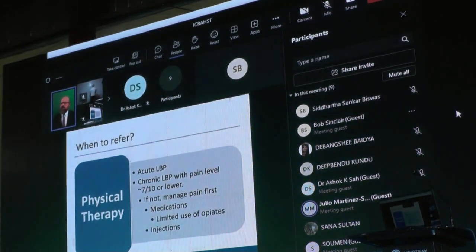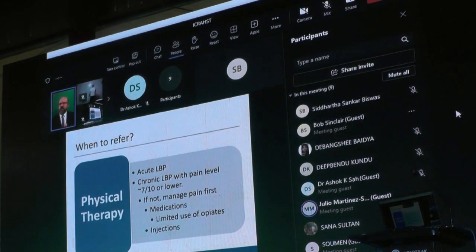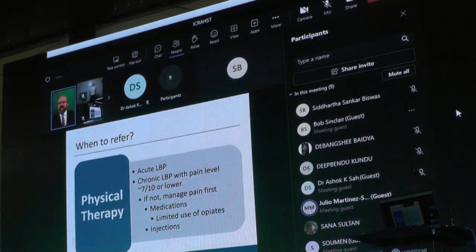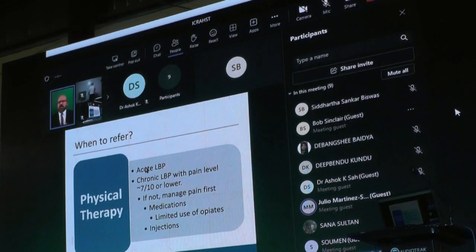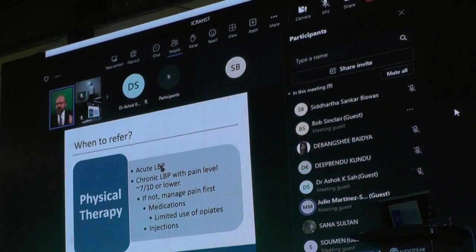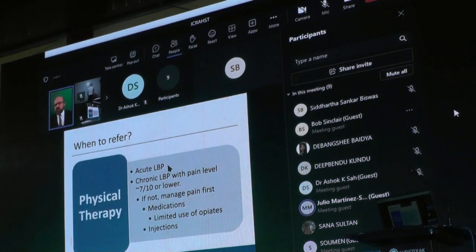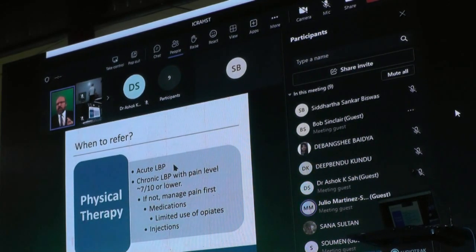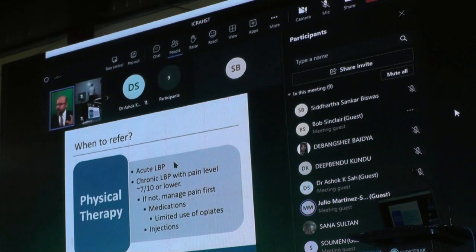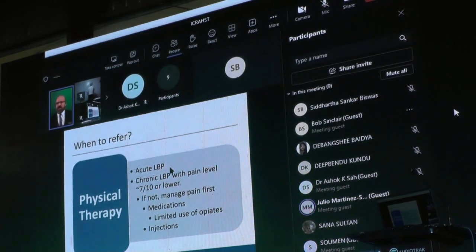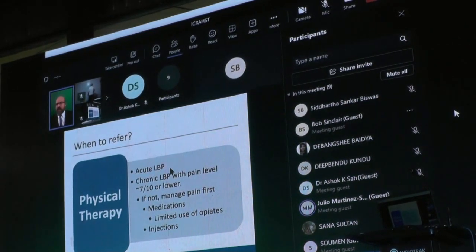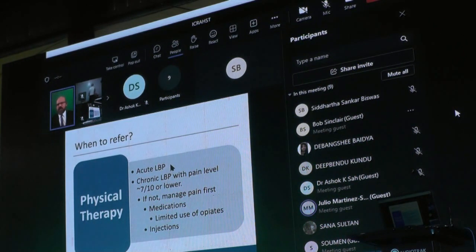Now, when do we refer patients to see a physical therapist? I will send any patient that has acute low back pain, because there are a lot of treatments that our skilled physical therapists can do to decrease acute back pain. Chronic back pain is more complex, and there are a lot of different types of pain generators that occur after you have back pain for over 12 weeks.